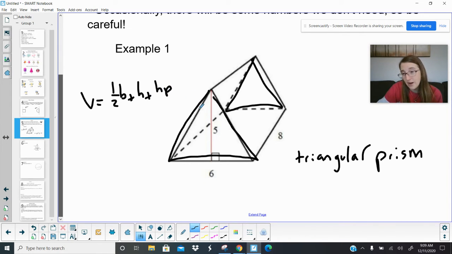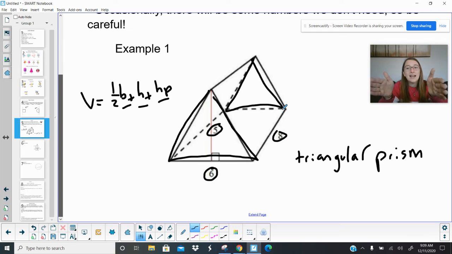Now, I only have 3 numbers. So the nice thing about this is I have 1, 2, 3 things to plug in here. I can just plug those numbers in anywhere and it's actually going to come out to be the same thing. This is the base of the triangle. This is the height of the triangle. This is the height of the prism.